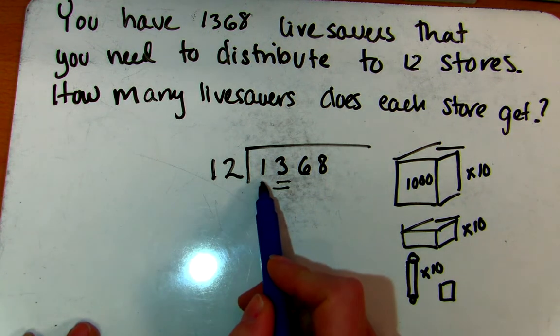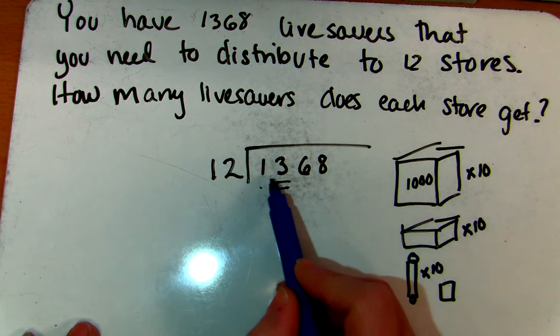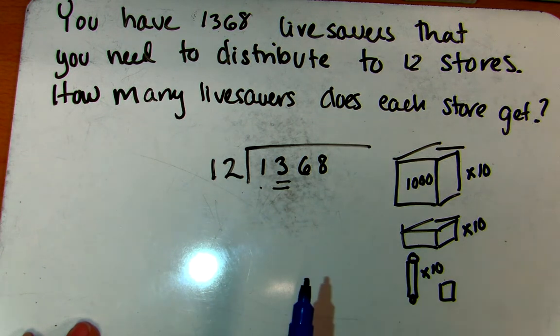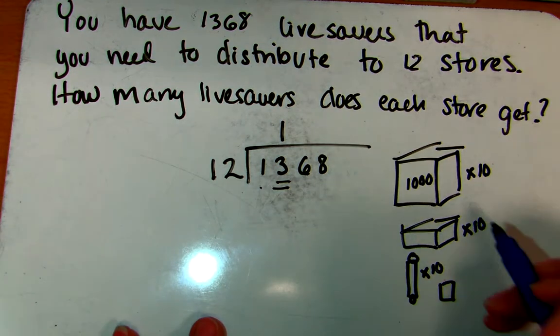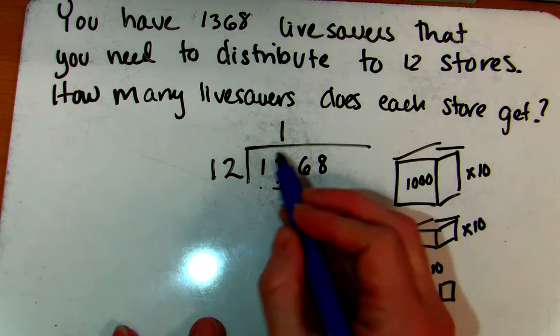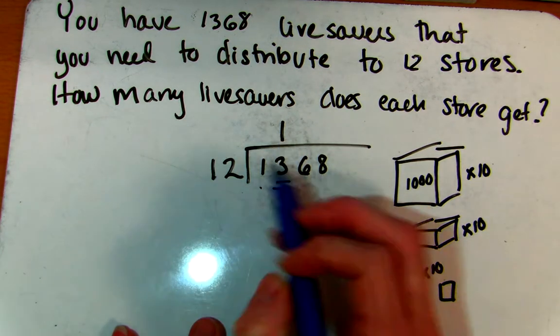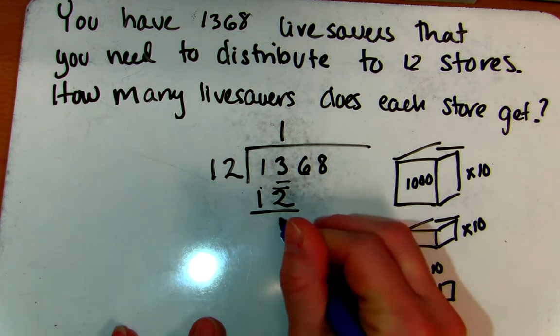So I can't break my one big crate, but if I trade that for 10 smaller boxes and add in the 3 boxes that I already had, then I have 13 things, and I can divide 13 things into 12 groups. So if I divide 13 things into 12 groups, one of these boxes is going to go into each group. And I'm going to use up 1 times 12. I've got 1 in each group. I've got 12 groups. 1 times 12 is 12. And I'm going to have 1 left over.